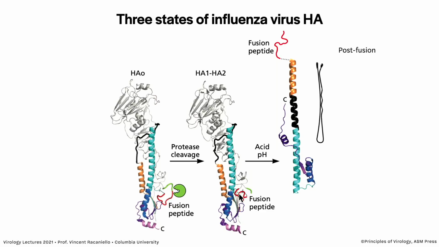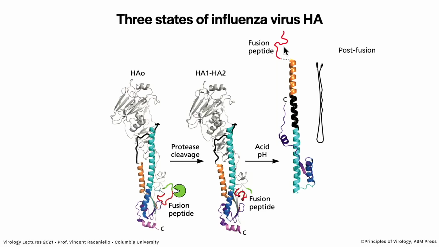So the fusion peptide, which was originally down by the viral membrane, is now at the top here, and it's shoved into the cell membrane. Massive reorganization. You can see by the colors. Here's the cyan part, which is right here, right? Then you have this random structure in black. That becomes an alpha helix, and that thrusts the orange alpha helix up, to which the fusion peptide is attached, and that goes up as well.